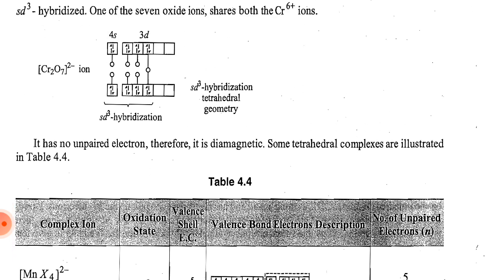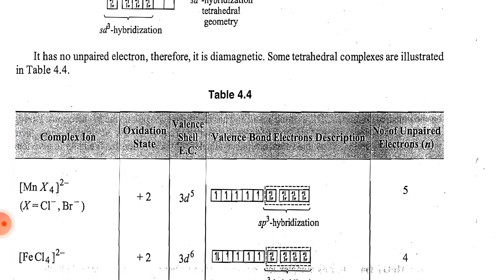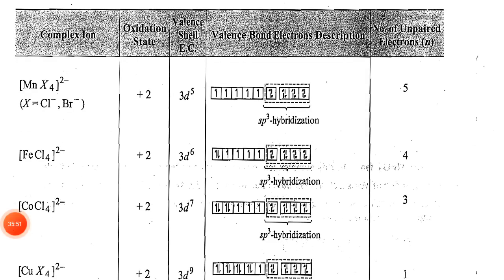Some tetrahedral complexes are illustrated in table 4.4. Complex MnX4 2-, X being a halogen such as chloride or bromide. Oxidation state is +2. The valence shell of manganese will be 3d5, so in manganese 3d, 5 unpaired electrons are present. X4 will share 8 electrons. The number of unpaired electrons will be 5. And obviously halogens, whether bromide, chloride or fluoride, are all weak field ligands.